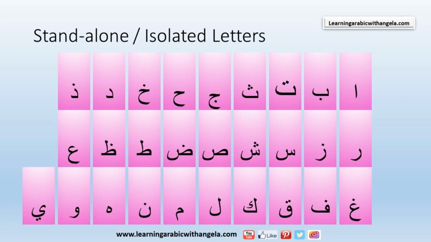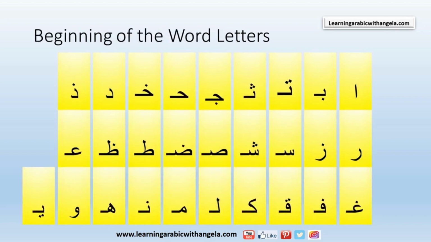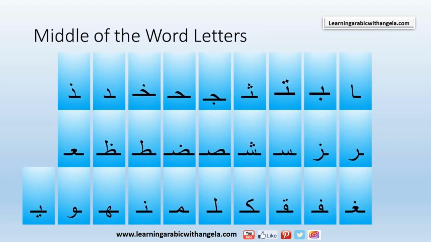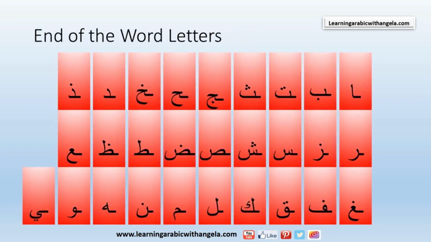Since the Arabic abjad is cursive, letters vary in shape depending on their position within the word. So letters can exhibit up to 4 distinct forms: isolated, beginning of the word, middle of the word, and end of the word.